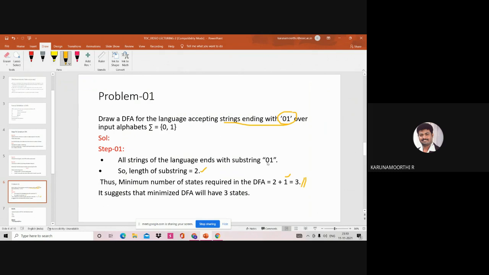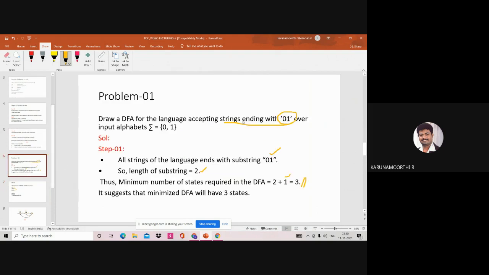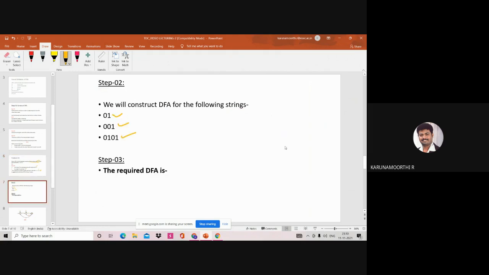So the first string is 0, 1. Next, these are the possible strings I want to accept in my required DFA. Not only these strings, you can send whatever string you like. What is the condition? It must end with 0, 1.